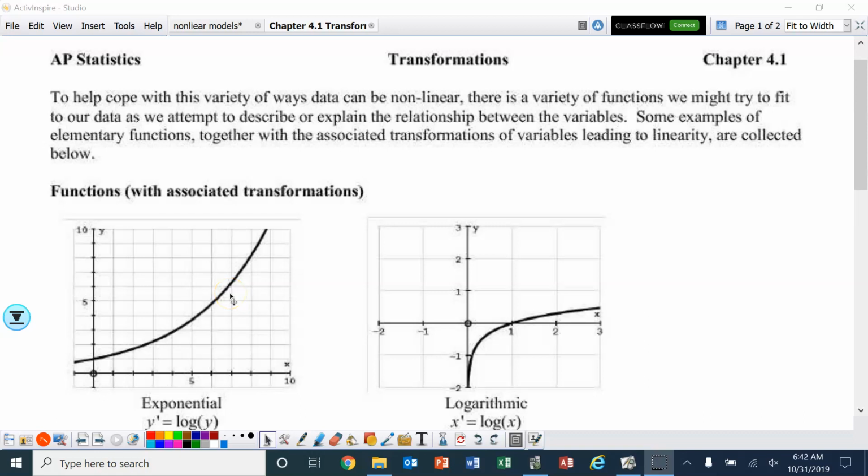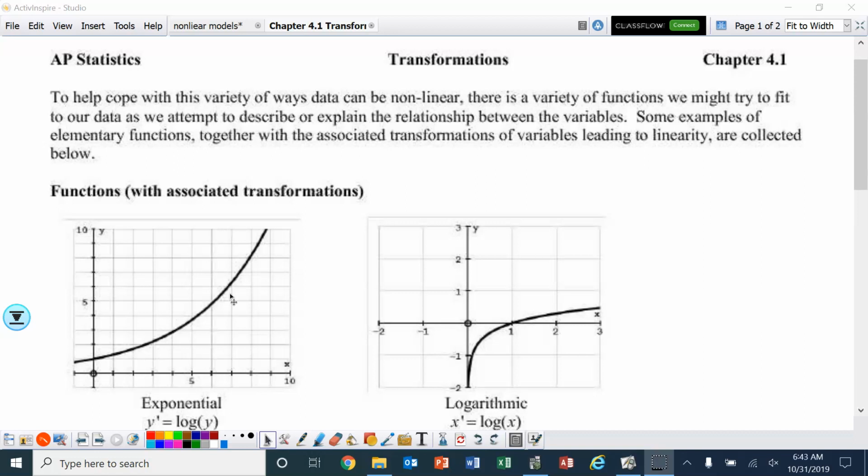Hello, ladies and gentlemen. Let's do transformations of nonlinear data. First of all, let's take a look at some possible curved data. Here are some pictures of different types of curves and the way that we can transform them. To help cope with the variety of ways data can be nonlinear, there is a variety of functions we might try to fit to our data as we attempt to describe or explain the relationship between the variables.